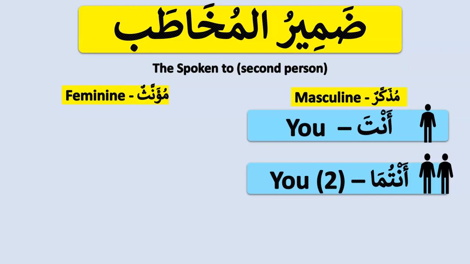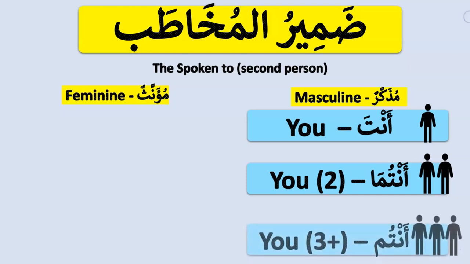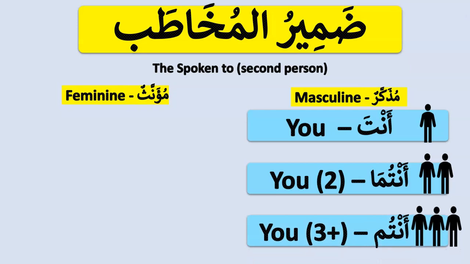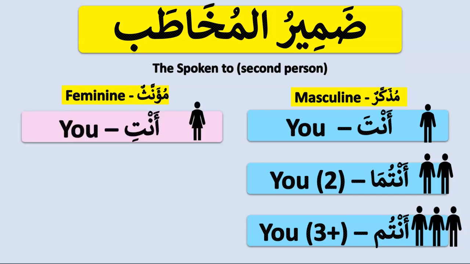So number 1 is أنت. Number 2 is أنتما. أنتما for dual. If you are talking to 3 people plus, you are going to use the pronoun أنتم. So أنتم is not for 1 person, it's not for 2, but it's for 3 or more. And this 3 can be men or women, so it can be mixed gender, but it cannot be only a group of women. Let's see the other gender.